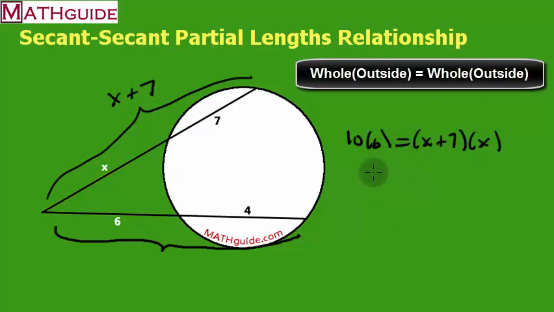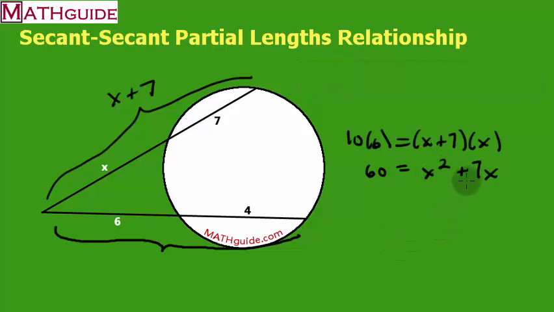So 10 times 6, 60. Let's do the distributive property. X times x is x squared. X times 7 is 7x. Okay, this is different than the first problem in that I've got a second degree or a quadratic equation to solve. So the technique is different.